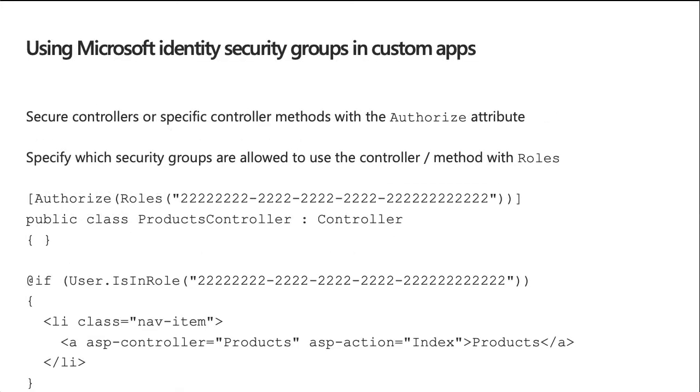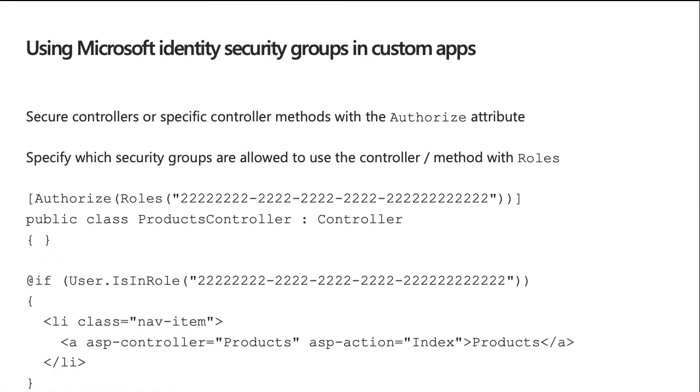Now in ASP.NET, you can secure a controller so that only authenticated users can access it by decorating it with the Authorize attribute. This attribute also supports securing the endpoint based on a specific security group. So after you configure the OpenID Connect middleware to use Microsoft Identity as the role claim, you can then specify the ID of a group to secure the controller.